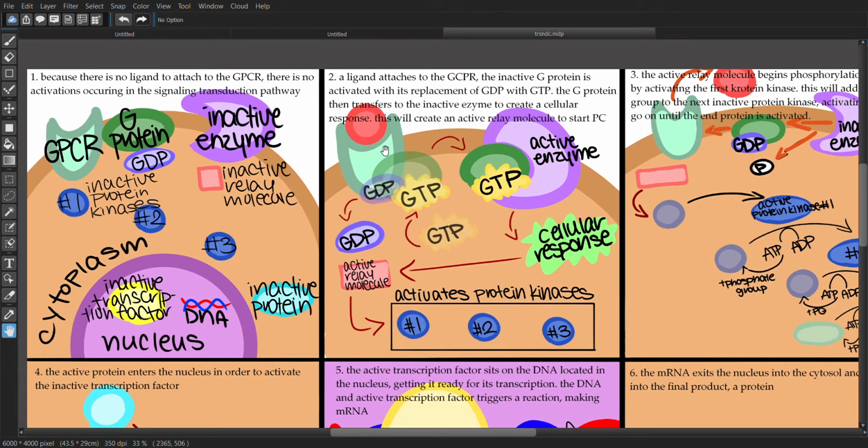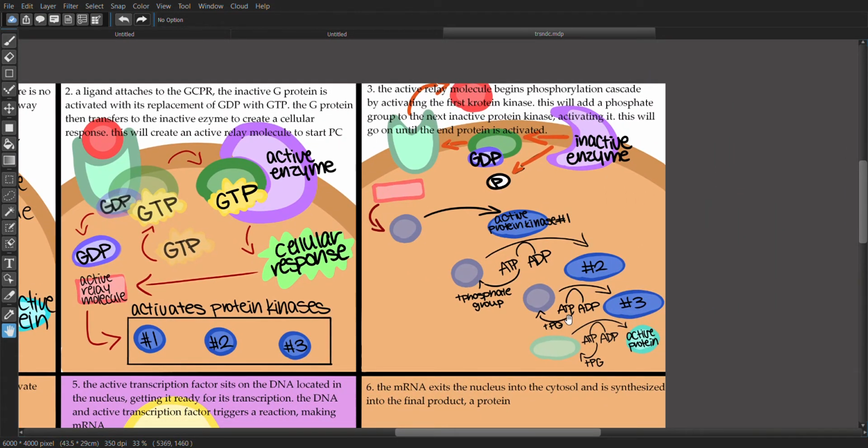So once that ligand actually attaches to the receptor, the G protein of the receptor, its GDP, is going to be replaced with GTP. And basically what this replacement does, it transfers the G protein to the enzyme that was once inactive before, and this transfer activates the enzyme. And this reaction that's happening right here creates a cellular response. And this response is basically the activation of the relay molecule, which was also inactive before right here. And then this active relay molecule is going to go on to activate the phosphorylation cascade.